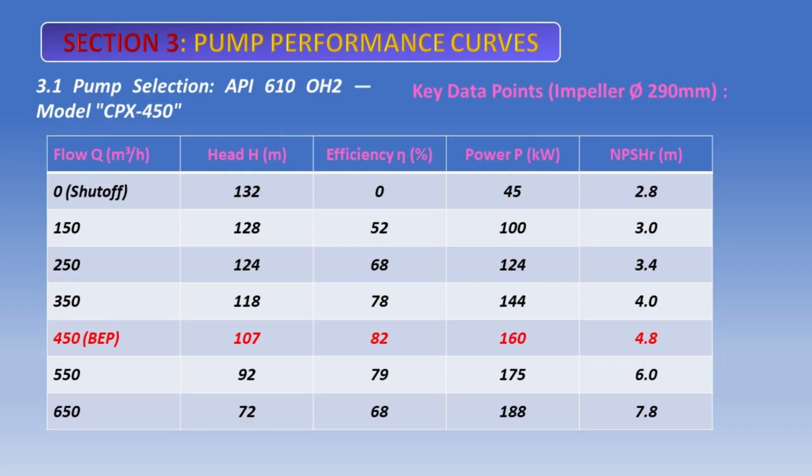At our design point of 450 cubic meters per hour, we see the pump provides 107 meters of head, as we need. Its efficiency is 82% and its NPSHR is 4.8 meters. This is a promising starting point, but the NPSH margin is where we need to focus next.